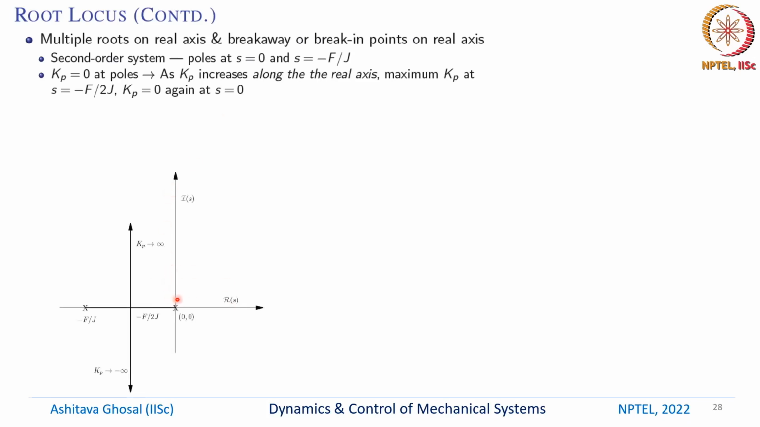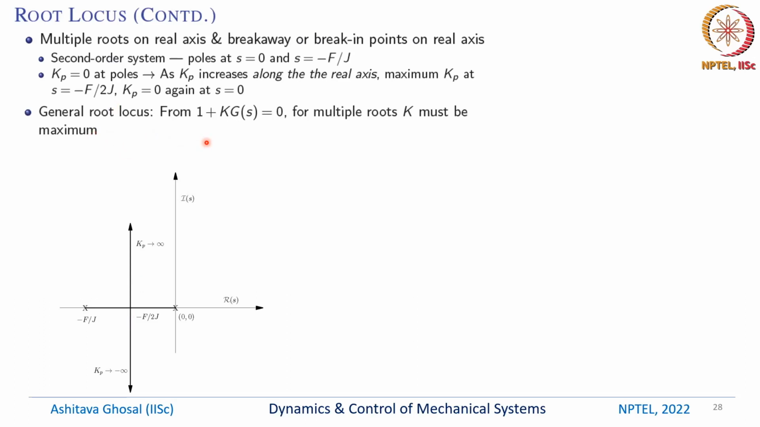Okay, so this is what is shown here. At this place kp is 0, at this place kp is 0, so somewhere in between it must be maximum. And it's maximum at this point where the two root loci meet. This is the place where you have multiple roots. The roots of the denominator polynomial are equal.